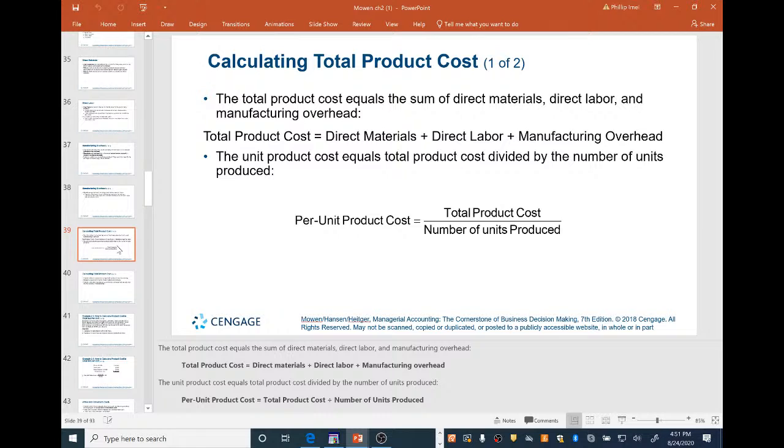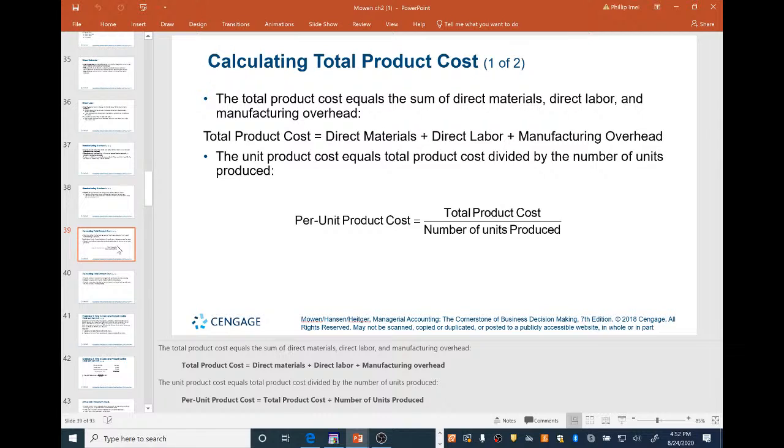Everyone good on the direct materials, direct labor, and the overhead? Is everyone okay on that? So now let's talk about calculating total product cost. Now we're going to start getting into a little bit of the calculations here, okay? So all that work just to get to this. Hopefully it won't be as boring moving forward.